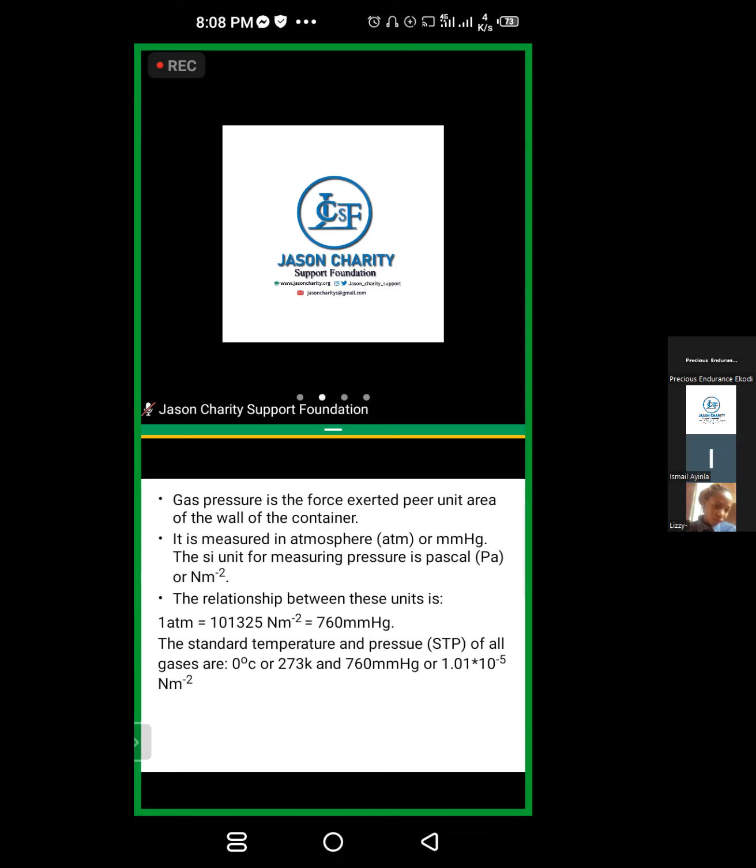It's the same thing as saying 7 days equals 1 week, right? And a dozen is the same thing as 12. So one ATM is the same value as 101,325 Newton per meter square, or the same value as 760 millimeter mercury. Please take note of this. It's very, very important.